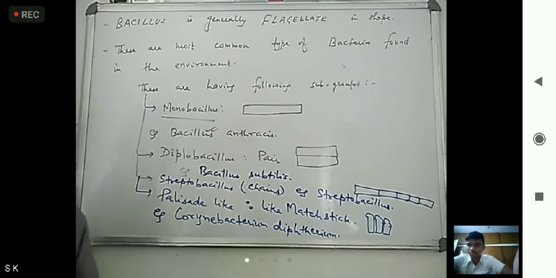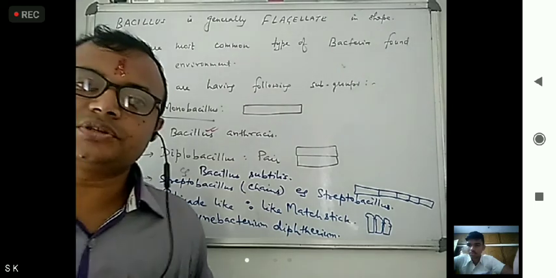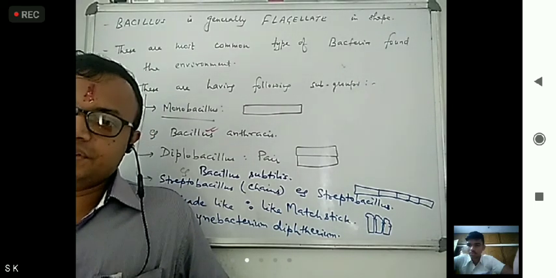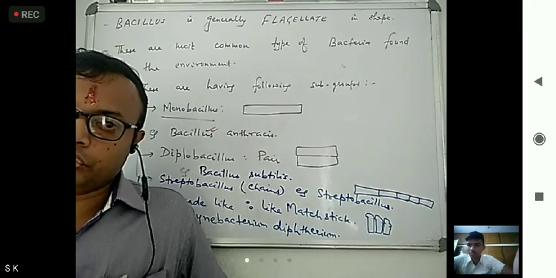Okay, so today we discussed two types of shapes, one coccus and one bacillus. The remaining we'll discuss tomorrow. Okay, thank you.